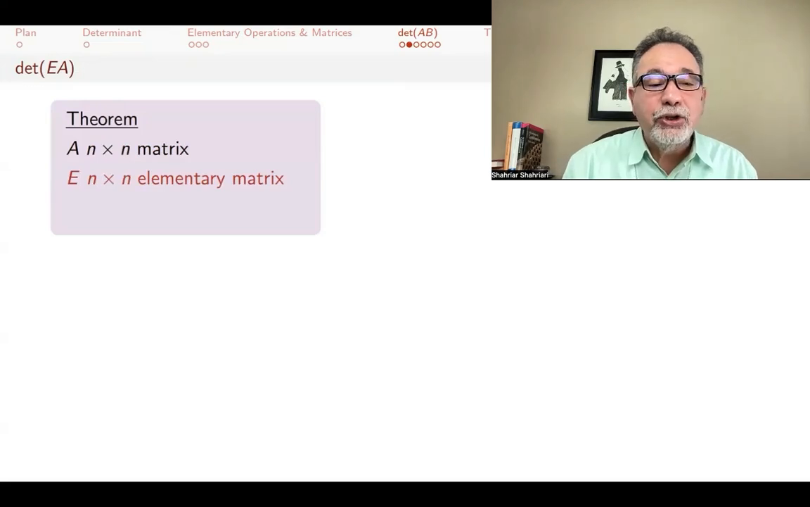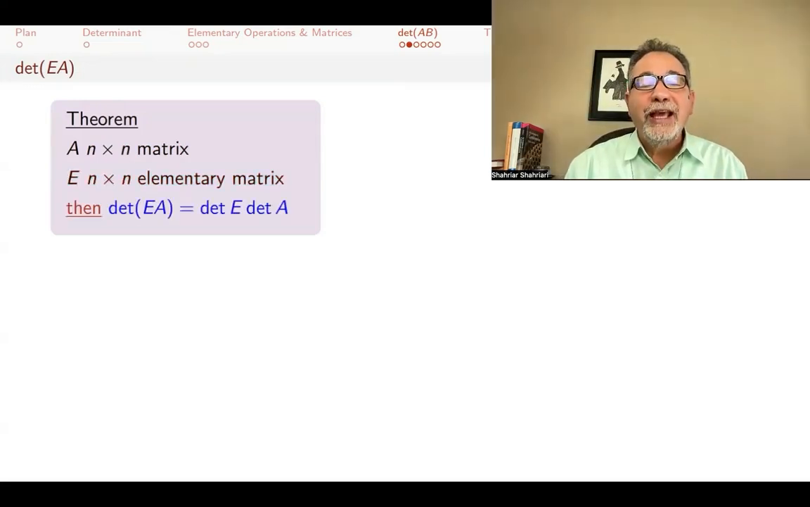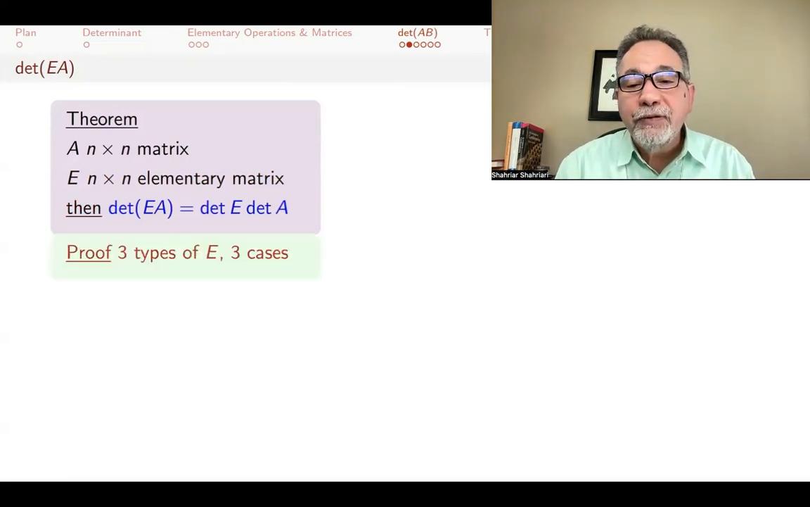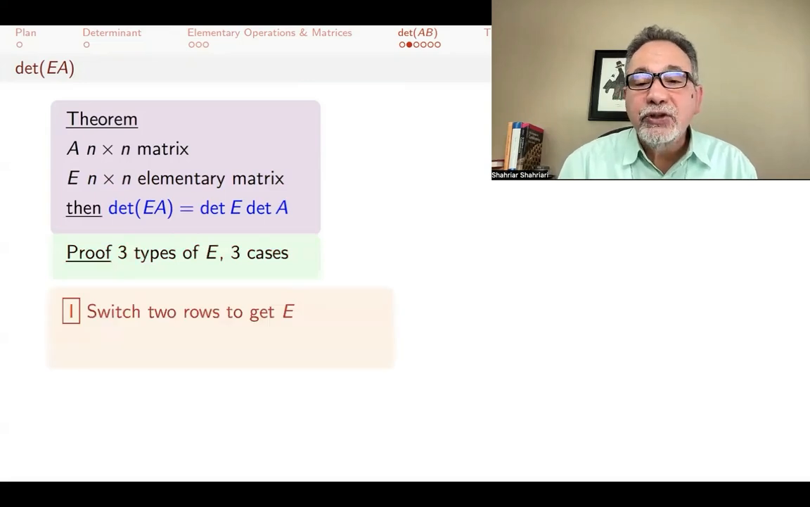The first thing I want to prove is that if you have an n by n matrix A and E is an elementary matrix, then the determinant of EA is the determinant of E times the determinant of A. Determinants are multiplicative in this way. There are 3 types of elementary matrices, and that gives us 3 cases.